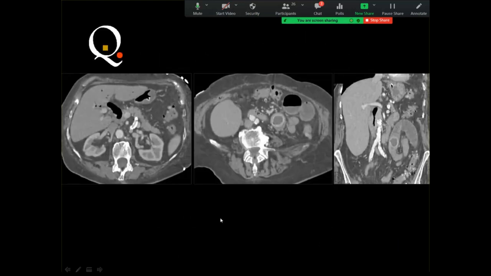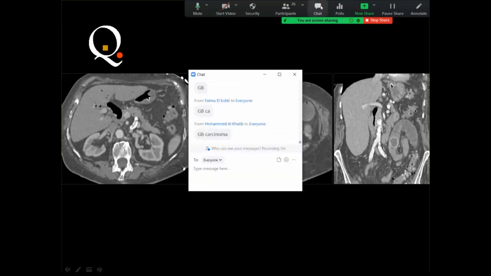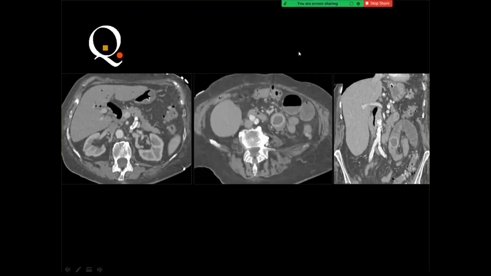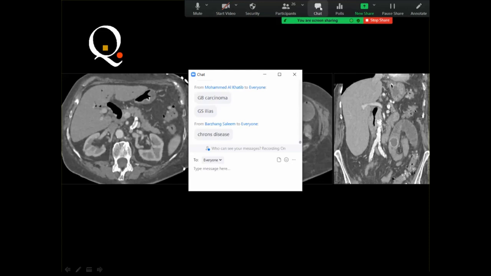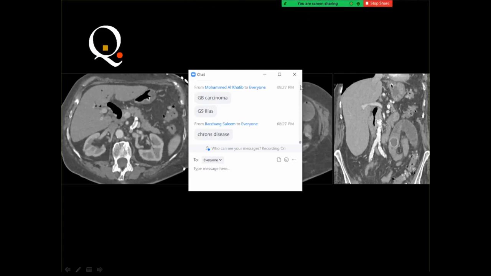And this patient presented with intestinal obstruction, and the cause is also present in the scans. Crohn's disease, no. And this answer I think is good.